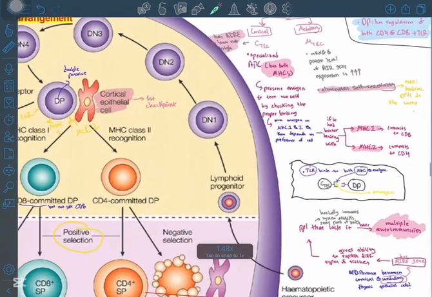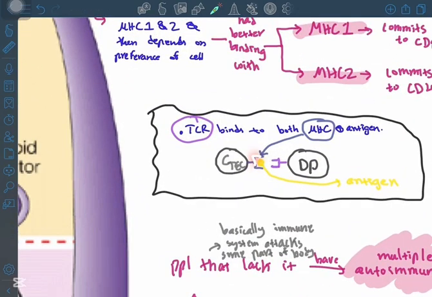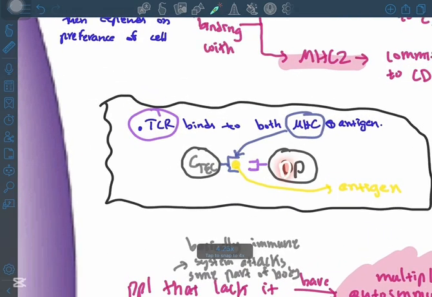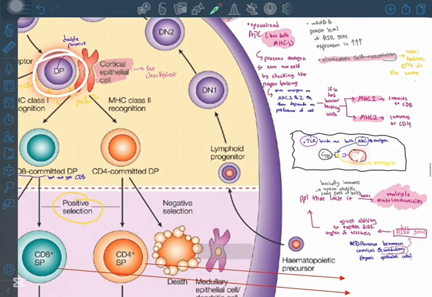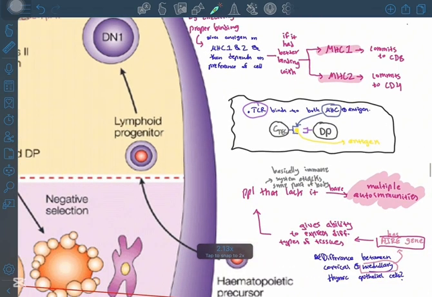So what happens is that the cortical thymic epithelial cell is going to have, as I said, both MHC 1 and 2. And on the MHC 1 and 2, it's going to have an antigen. And this is the double positive cell, the same one here. So they're going to interact together. On the double positive, I have the TCR. Now the TCR is going to bind with the MHC, and depending on how strong it binds, it's going to continue its way on to being the committed type of cell.